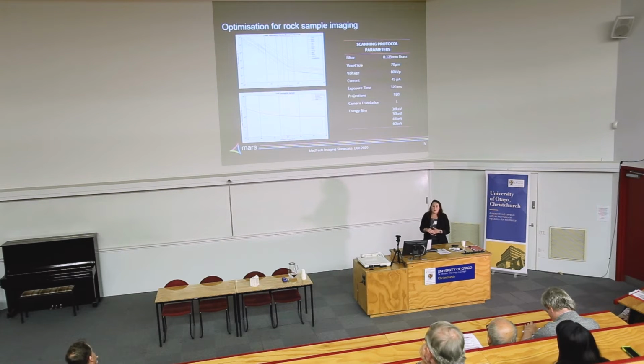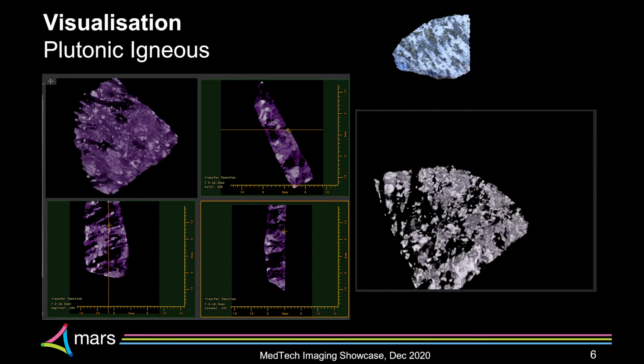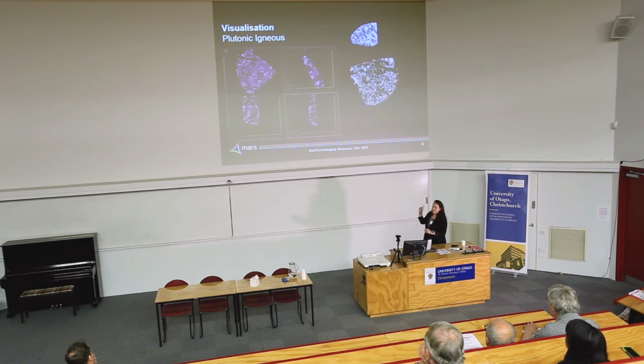This protocol showed that it was optimized for rocks, and so the following results show all of the samples that we managed to visualize. So the first is the Plutonic Igneous, and in the top left we've got the 3D rendered view plus the axial, coronal and sagittal cross sections of the rock, and from here we were able to get a video of this rock sample. We were able to see the shape and form of the crystals within this rock sample.